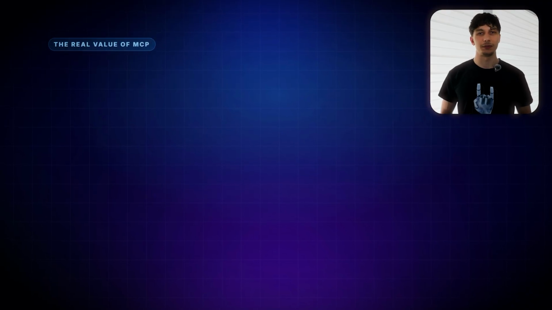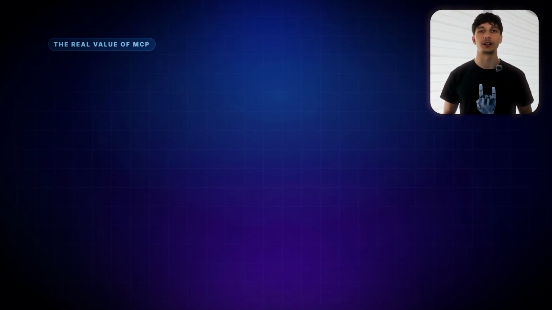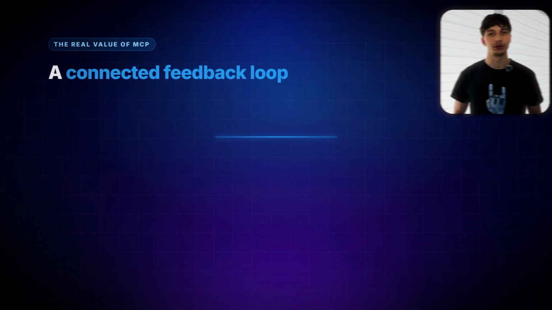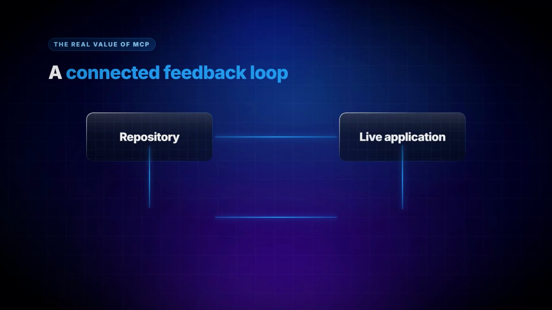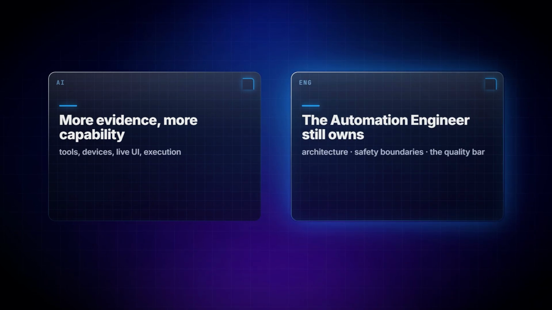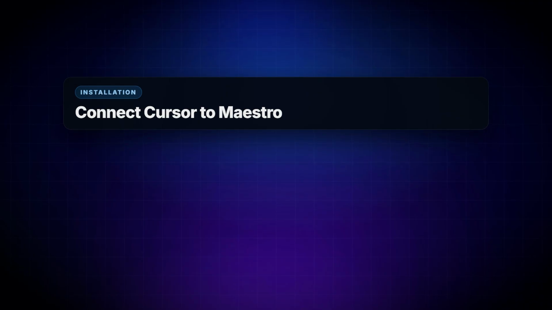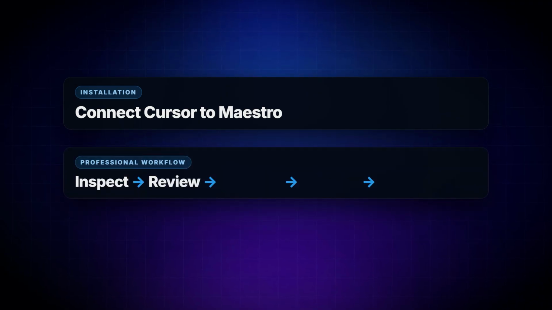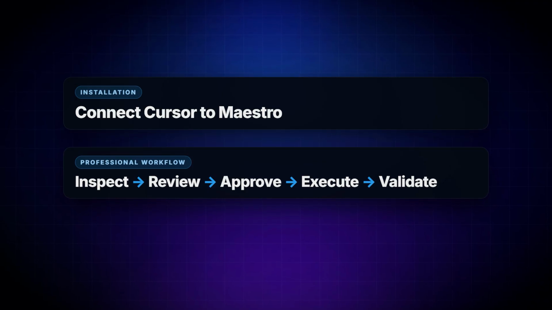The real value of MCP is not that it saves us from typing one terminal command. The real value is that it creates a connected feedback loop between the repository, the live application, Maestro execution, and the AI assistant. AI gets access to more evidence and more capabilities, while the automation engineer continues to define the architecture, safety boundaries, and quality bar. Installing Maestro MCP takes only a few minutes. Learning how to use it responsibly and effectively as part of a real automation system is where the deeper engineering value begins.